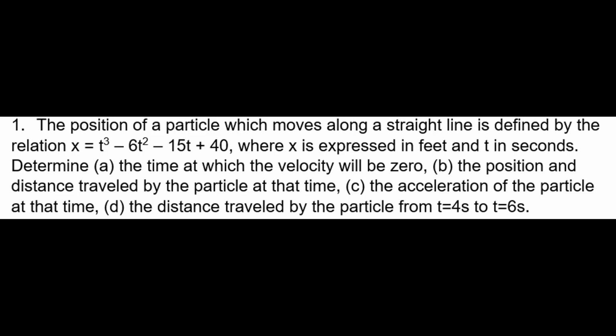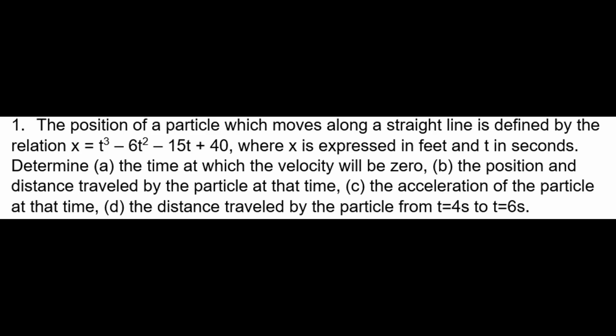For example number 1, the position of a particle which moves along a straight line is defined by the relation x is equal to t raised to 3 minus 6t squared minus 15t plus 4t, where x is expressed in feet and t in seconds.